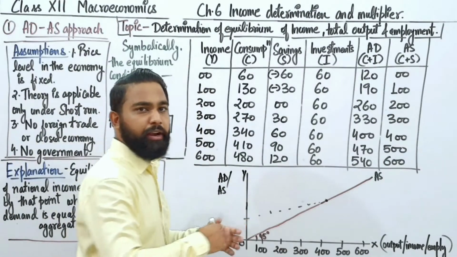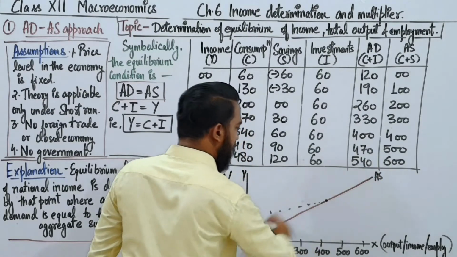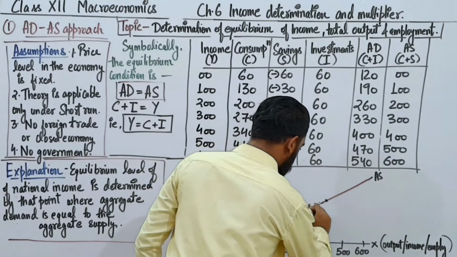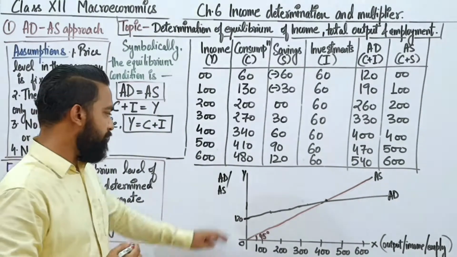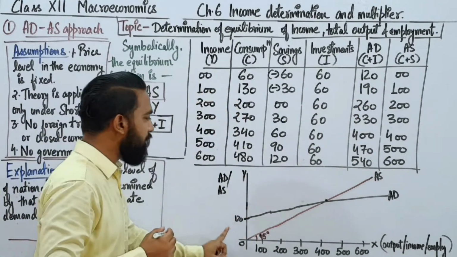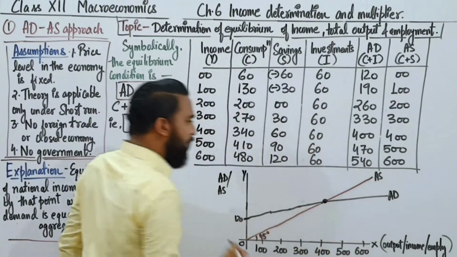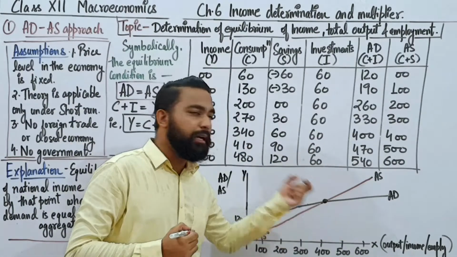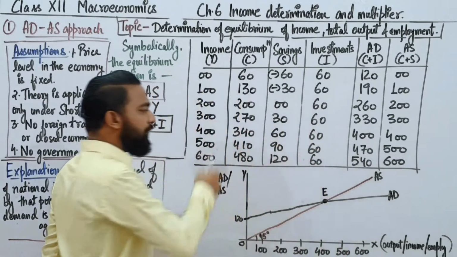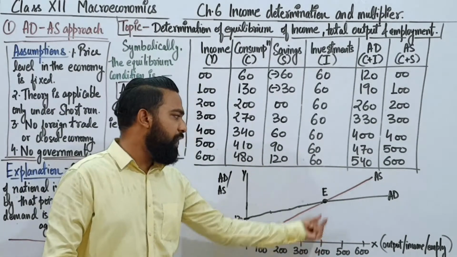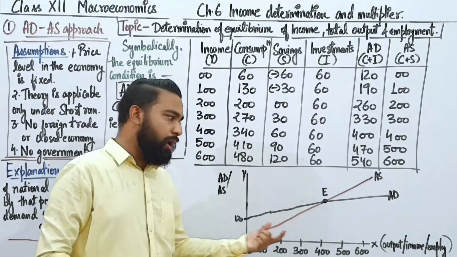You have to draw an aggregate demand curve from point 120 and draw a straight line. This is your aggregate demand curve. Fine, from aggregate demand 120, you have started your aggregate demand curve, and there will be one point where the aggregate demand and aggregate supply will be intersecting each other. Name it point E. Now at point E, the aggregate demand and aggregate supply are intersecting. It means that at point E, the aggregate demand is equal to aggregate supply.